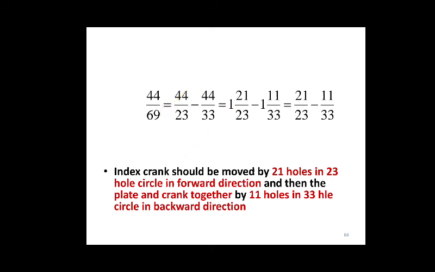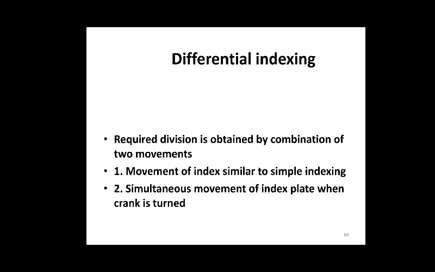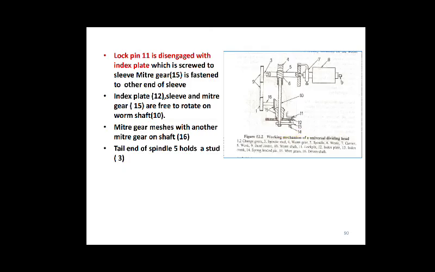Okay, now next, that is differential indexing. Here the required division is obtained by a combination of two movements: movement of the index crank similar to simple indexing and simultaneous movement of the index plate when the crank is turned. So here you can see the lock pin is disengaged with the index plate, which is screwed to the sleeve. The meter gear is fastened to the other end of the sleeve. Index plate, sleeve and meter gear are free to rotate on the worm shaft. The meter gear meshes with another meter gear on the shaft, at the tail end of the spindle, a stud.